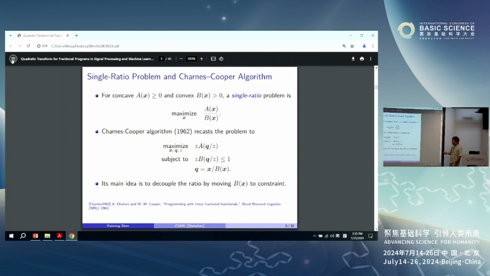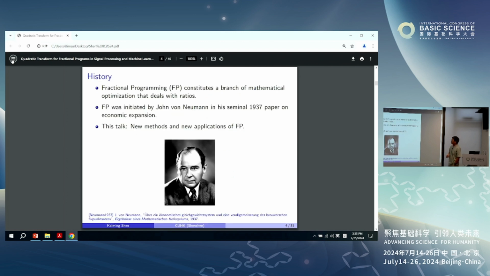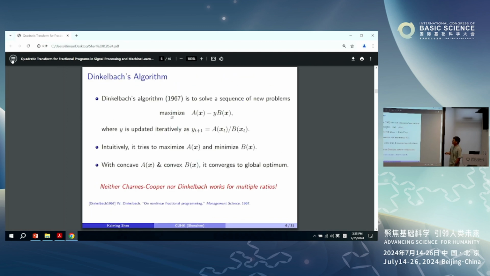But this is not the only way to decouple the ratio. Another classical method called Dinkelbach's algorithm decouples the ratio in a totally different way. Recall that we wish to maximize a over b. In principle, we wish to make a as big as possible and make b as small as possible. Therefore, a can be thought of as the utility and b can be thought of as the penalty. So a natural idea is to maximize the utility minus penalty.